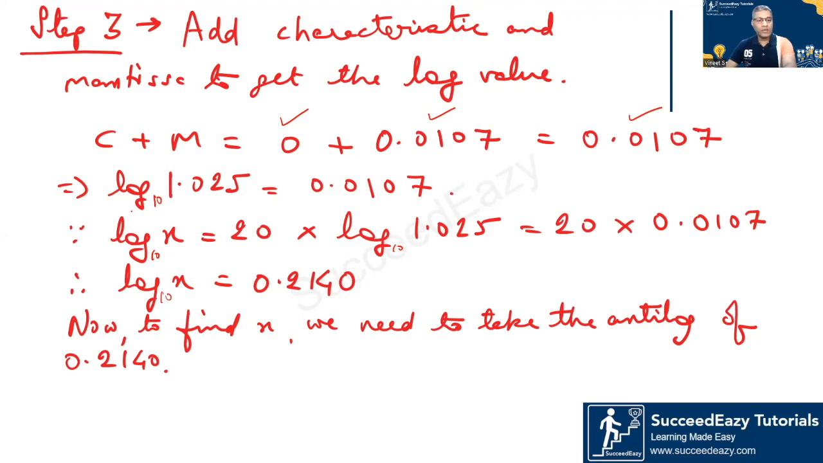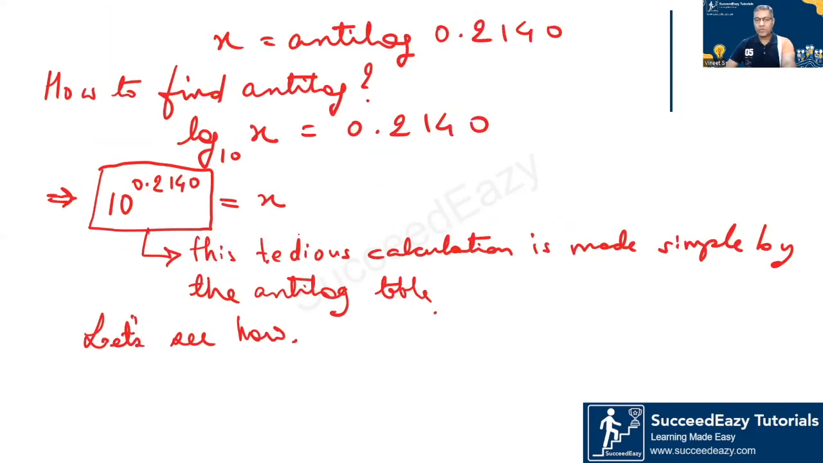Now, every time I do not actually need to say base 10. We are writing it as log x, and that basically means that we are working with the common logarithm. So sometimes we may avoid writing that, and we can also avoid saying it often. Now to find x, we got log of x as 0.2140. So we need to take the anti-log of 0.2140. How do we find the anti-log? So log x equals 0.2140.